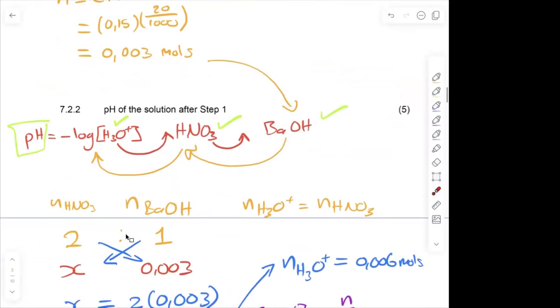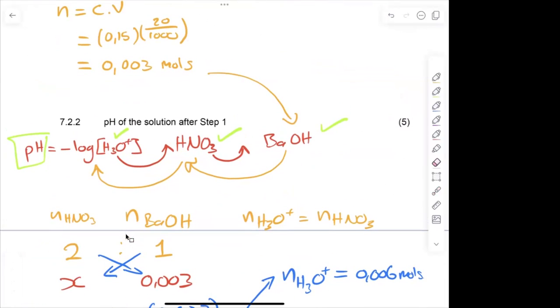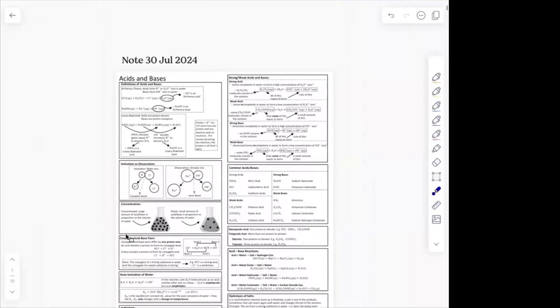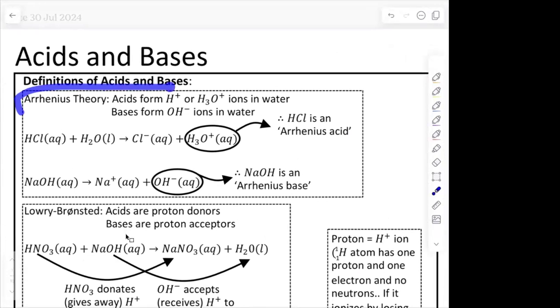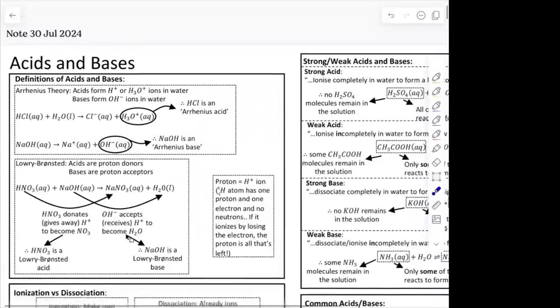So the step is, I need to figure out pH. In order for me to figure out my pH, this is the equation for pH. What do I need? I need the concentration of H3O+. I don't have the concentration of H3O+. So how can I find it? If we go back to the very beginning, I made mention of the Arrhenius theory. Although it doesn't normally get asked a lot, it's useful to know that an Arrhenius acid is one that forms H3O+ ions in water. It increases the concentration of H3O+ ions in water. So my acid is what's going to do that for me.